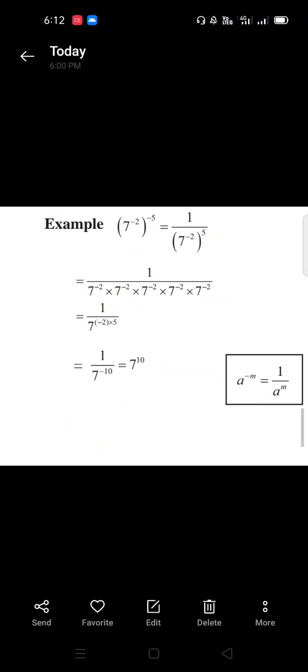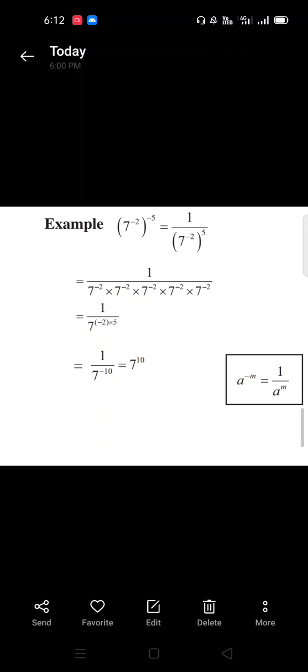Last part, the power of a number in index form. We will solve one example from this point. What does the power of a number in index form mean? One example is 7 raised to minus 2 again raised to minus 5. What can be done in such example cases? 7 raised to minus 2 whole raised to minus 5. When there are such examples, you have to multiply their powers. First of all, the outer bracket is raised to minus 5.